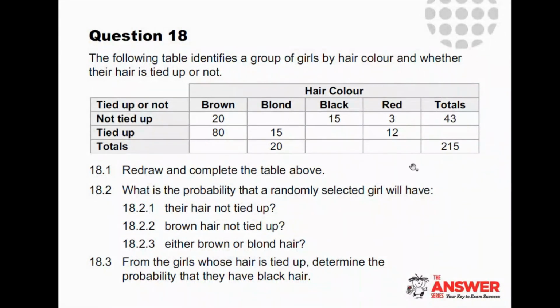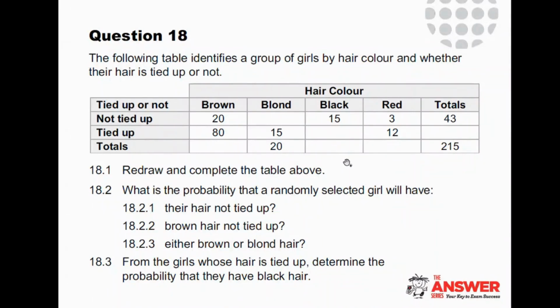This is again another nice level 2 question, because the first question is redraw and complete the table above. So it's basically 20 plus 80, 100. What plus 15 is 20. And so you get all the bits and pieces, working out various bits before you can determine which ones you've got to get first and so on. But it's not a bad question.